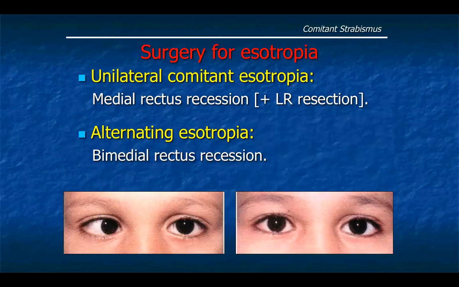Surgery for esotropia. The classic treatment for unilateral comitant esotropia is medial rectus recession plus lateral rectus resection. And for alternating esotropia is bimedial recession or recession of both medial recti. This is the classic treatment, but still according to the surgeon's preference, unilateral strabismus can still be treated by bilateral surgery and bilateral strabismus can be treated by unilateral surgery.